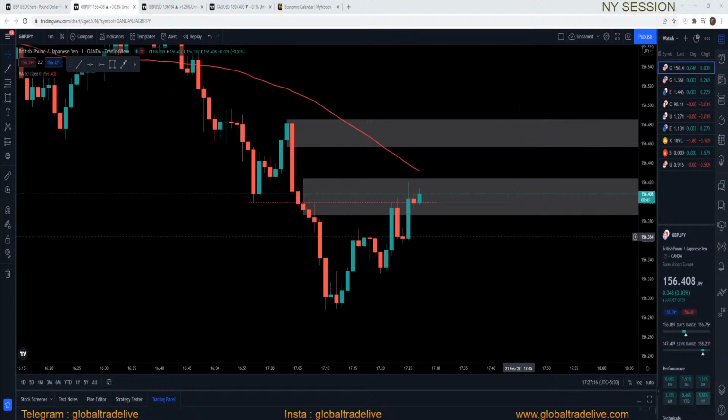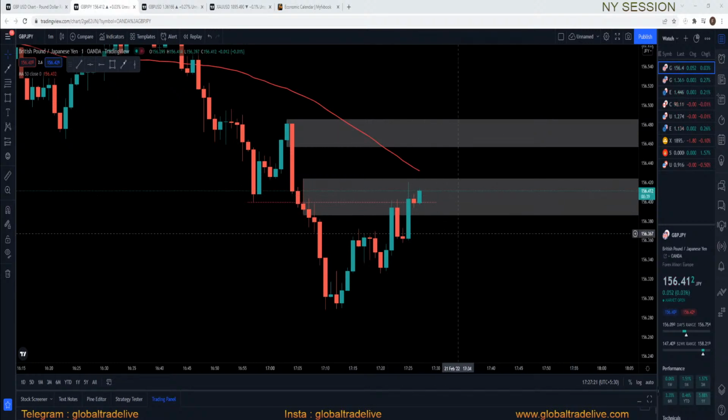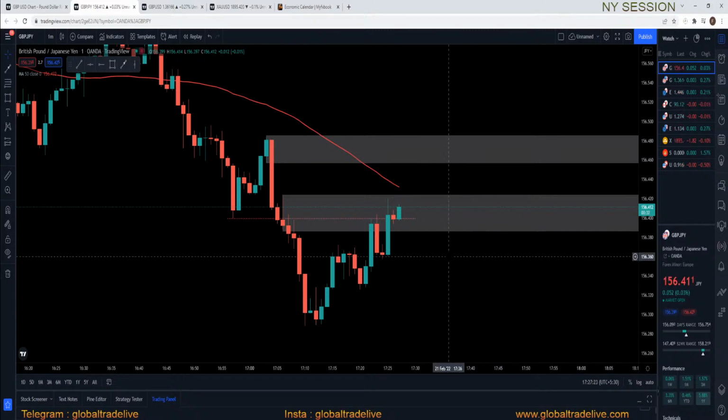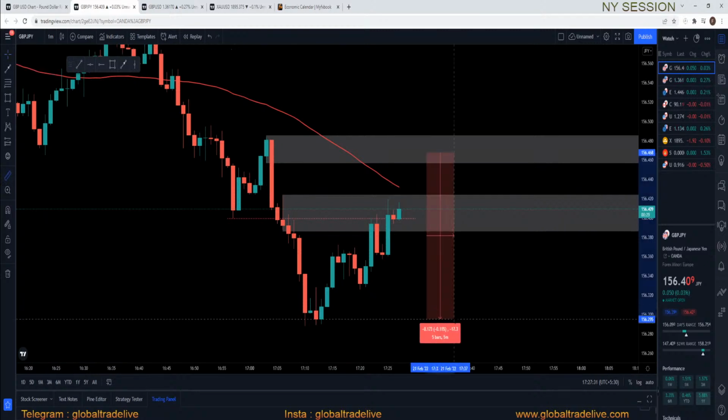So I'm just gonna wait for the 30-minute candle to close over here. That means I'm gonna wait for 3 more minutes. So I might get my trade from here. This will be around 17 pips.